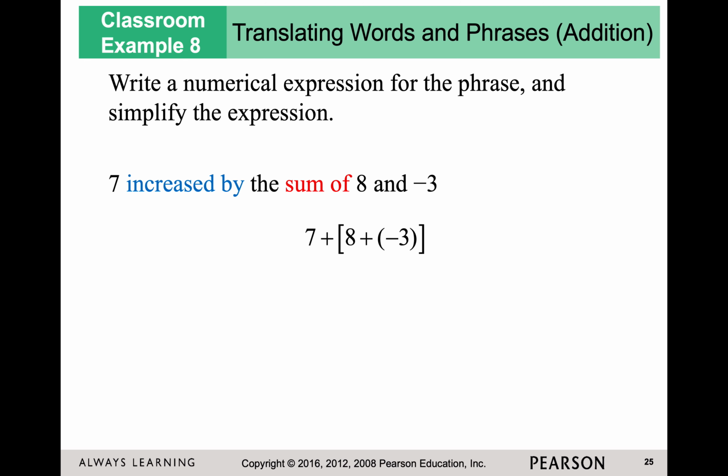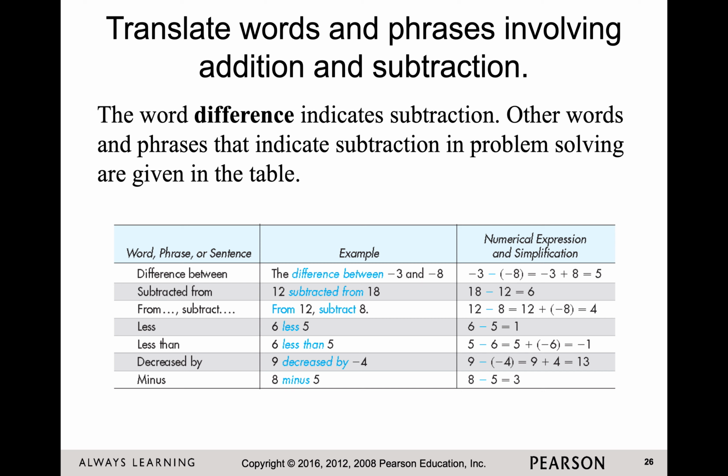Now remember we have that prepositional phrase, sum of, which means everything behind it is going to go in a grouping symbol. Then I'm going to do 8 plus -3. The sign will be positive. 8 minus 3 is 5. And I get 12. Again, here are all the words possible for subtraction.